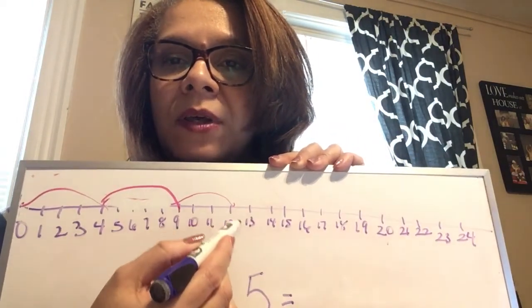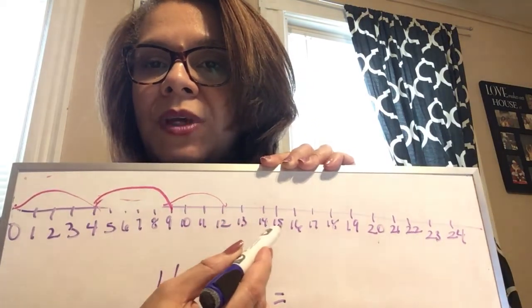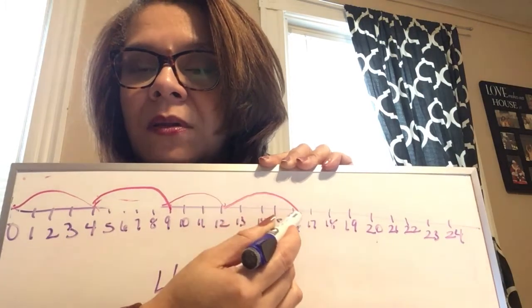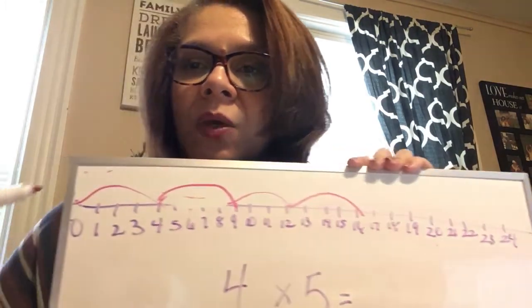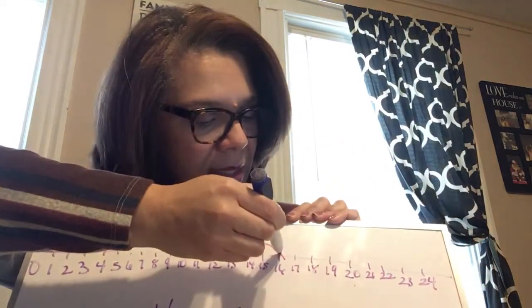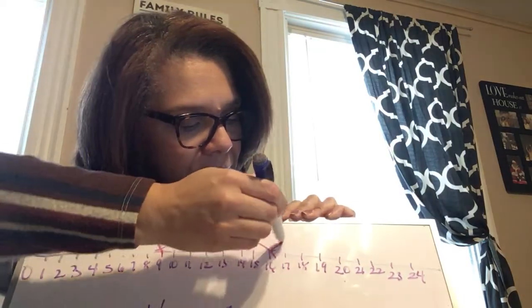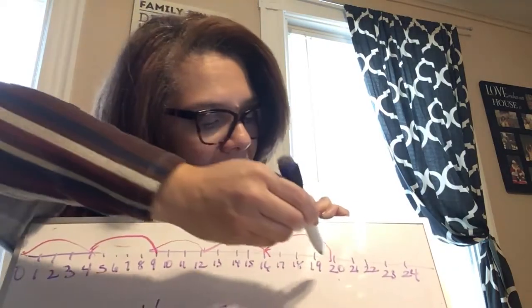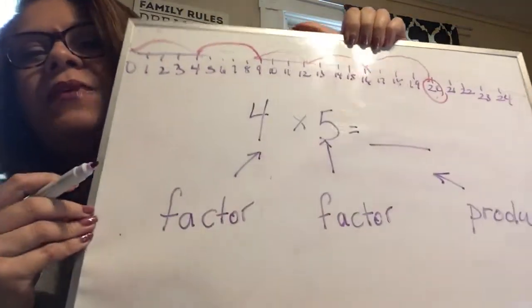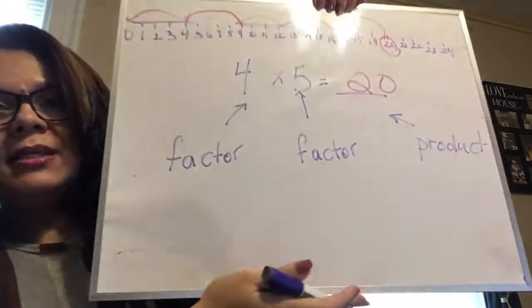We're going to count. Remember, 5 is the number in between. So 1, 2, 3, 4, 5. That's 16. We have 4 hops, and we have 1 more hop. From 16, 1, 2, 3, 4, 5. And our answer is 20. 4 times 5 is equal to 20.